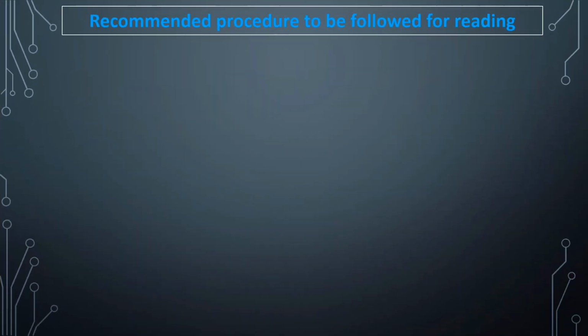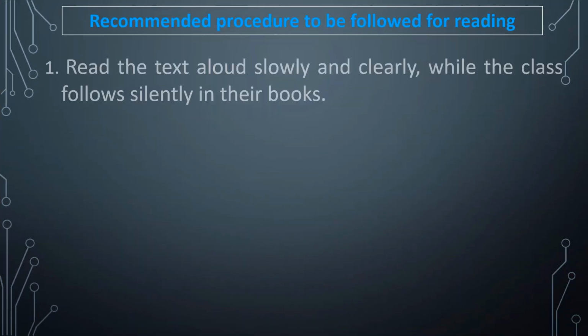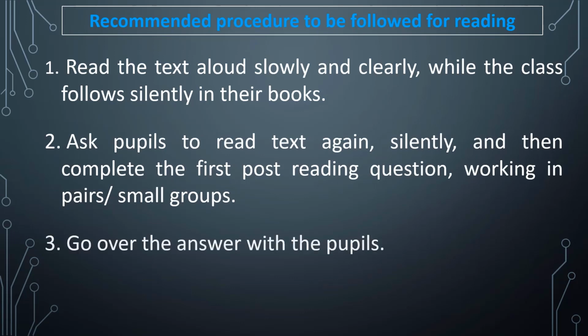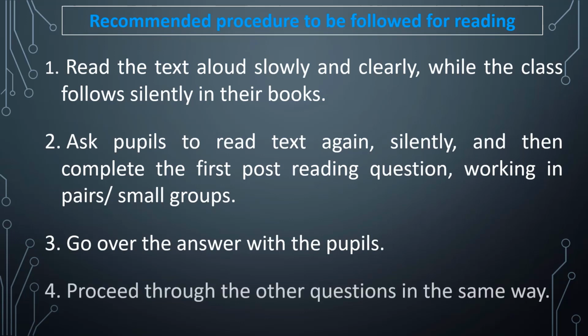Recommended procedure to be followed for reading. Read the text aloud slowly and clearly while the class follows silently in their books. Ask pupils to read the text again silently and then complete the first post-reading questions, working in pairs or small groups. Go over the answer with the pupils, then proceed to the other questions in the same way.